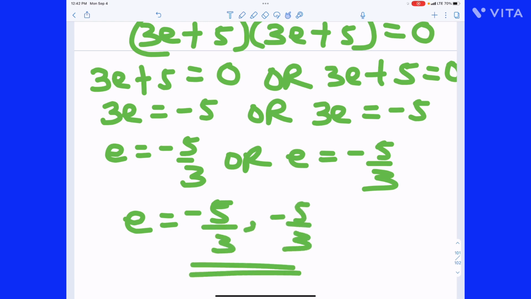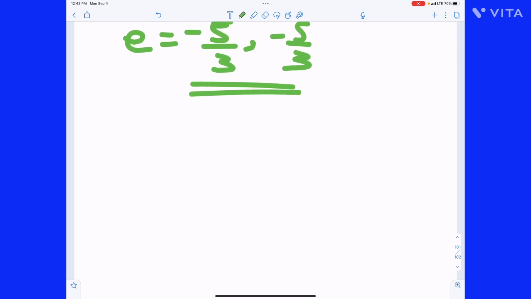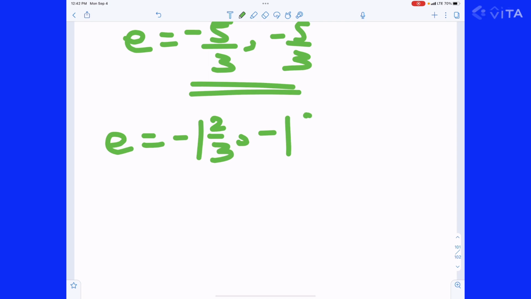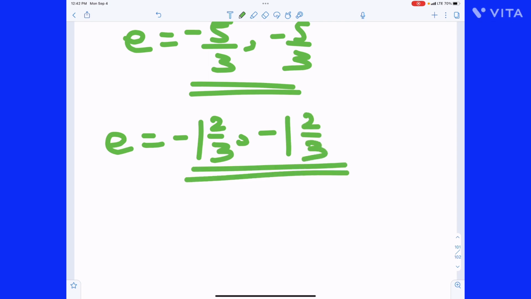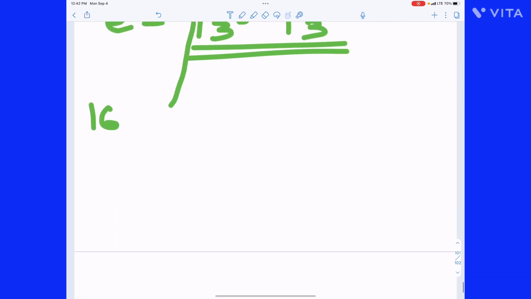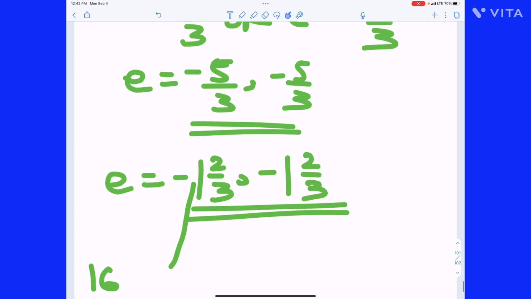You understand? If you want to write in mixed fraction, you can write your answer as e is minus 1 2 over 3. In case you are doing an objective test and minus 5 over 3 is not in the options, it might have been simplified.